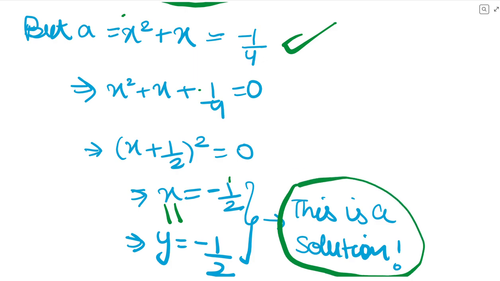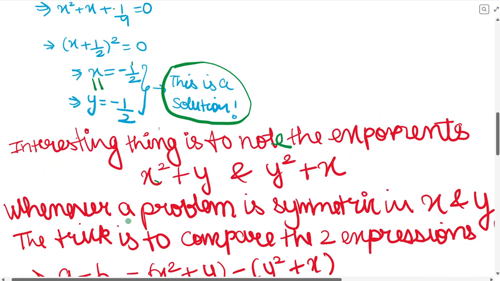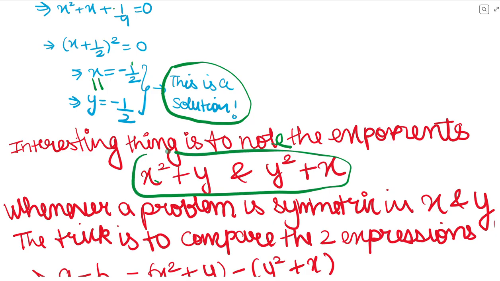But we still need to know if other possible pairs of x and y are possible. This is one thing which we assumed, and we were lucky enough to get a real root. But the interesting thing is to note the exponents, right? Can you see these exponents? So for simplicity, let us think this is a g(x) function, and this is an h(x) function. Can you see they both are symmetric in x and y?